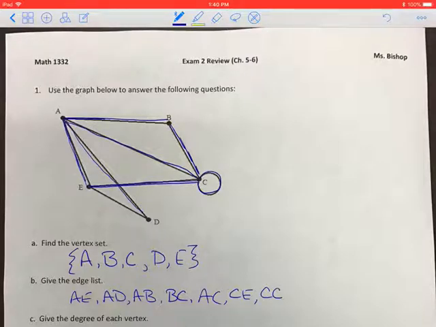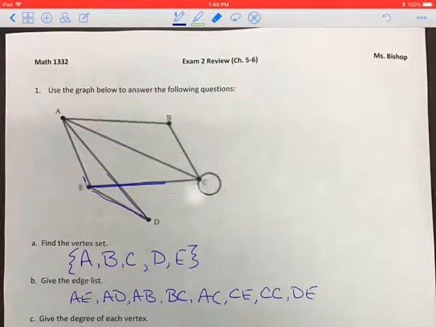Now I can go to my next letter, D, and I see one more edge. That's going to be DE. And it looks like I've listed them all, and so that would be a complete edge list. I'm going to go back and erase all my lines that I drew on there.